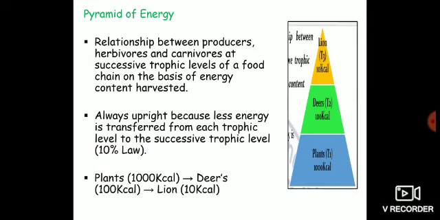Then one more type of pyramid is pyramid of energy. It represents the relationship between producers, herbivores, and carnivores at successive trophic levels of a food chain on the basis of energy content. What is the energy content in each trophic level? If you are constructing an ecological pyramid in terms of the energy content of successive trophic levels, you are constructing a pyramid of energy. And pyramid of energy is always upright. You have to remember this, because less energy is transferred from each trophic level to the successive trophic level.